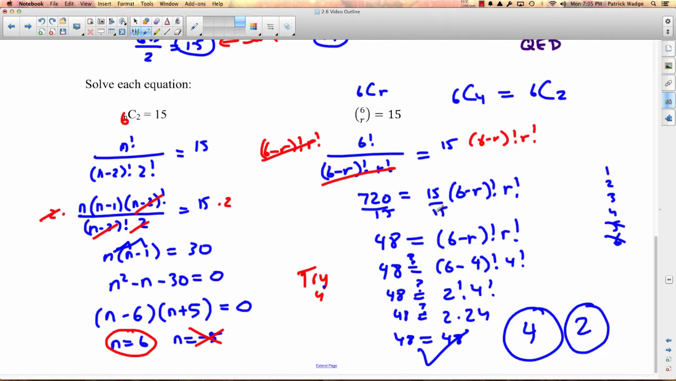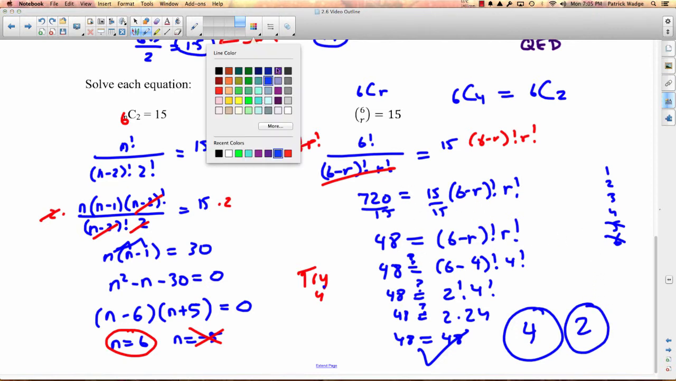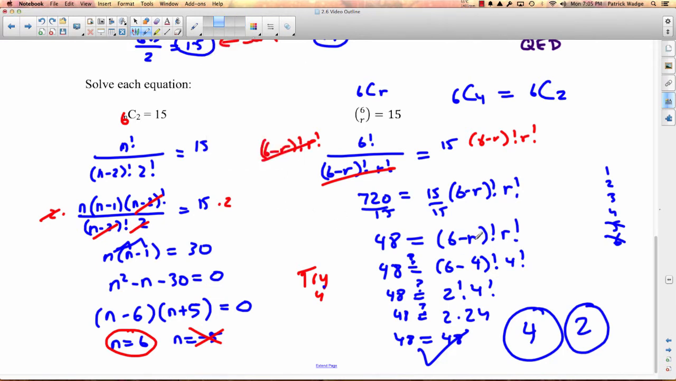So if you want, you could go back and prove it to yourself and try 2, and you should see very quickly that if I put 2 in here and 2 in here, I'd get 6 minus 2 is 4 factorial, and then 2 factorial. We had exactly the same thing, it's just the opposite way around. So yeah, that would definitely work as well. So careful, you actually have 2 answers here.